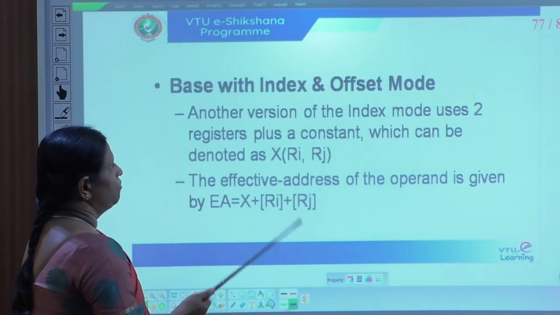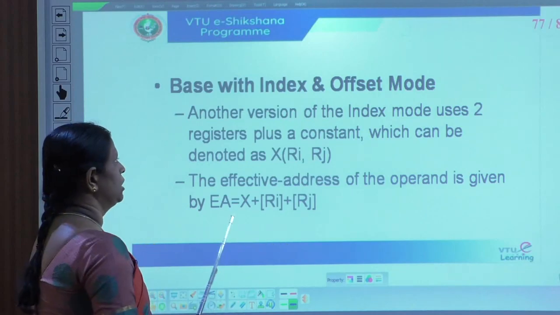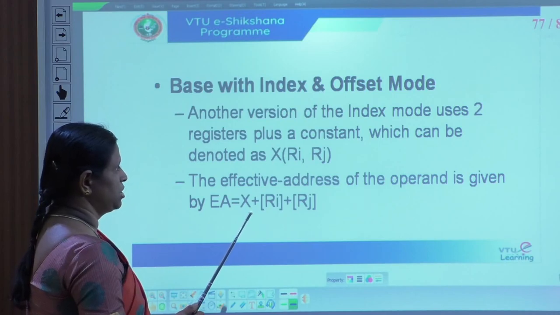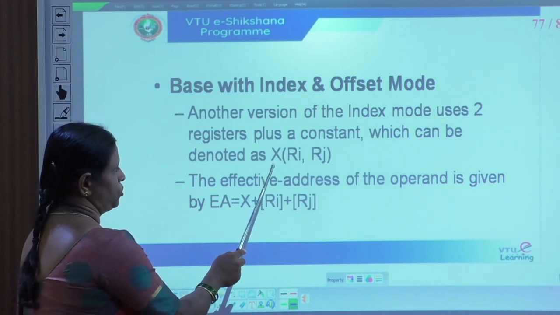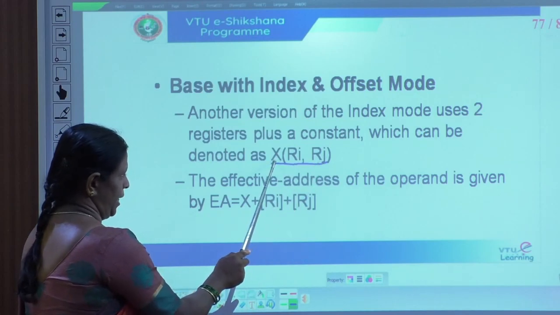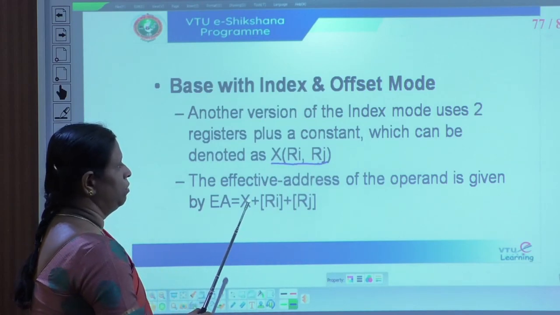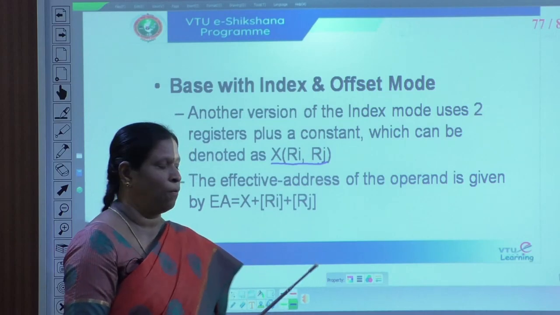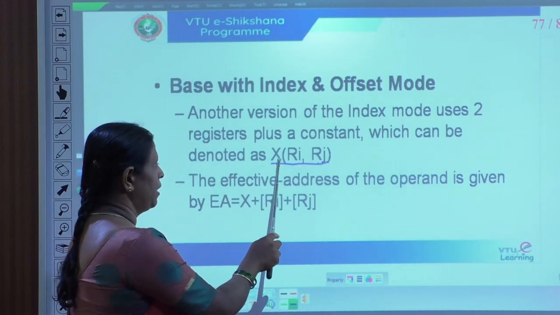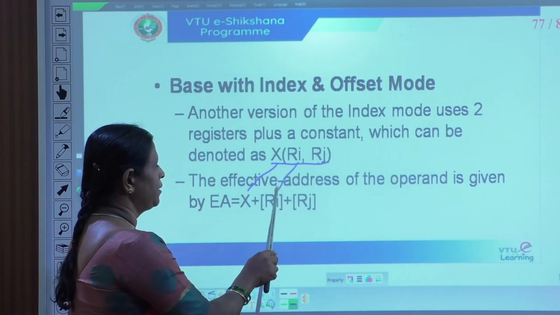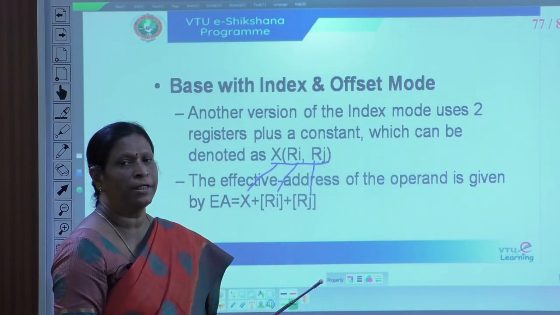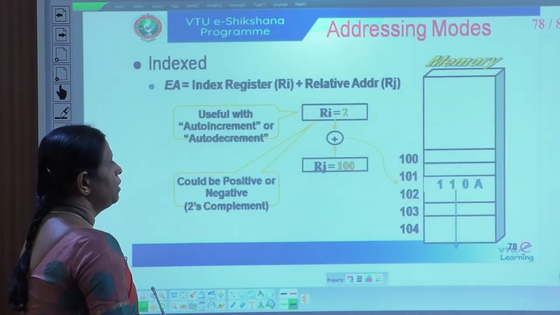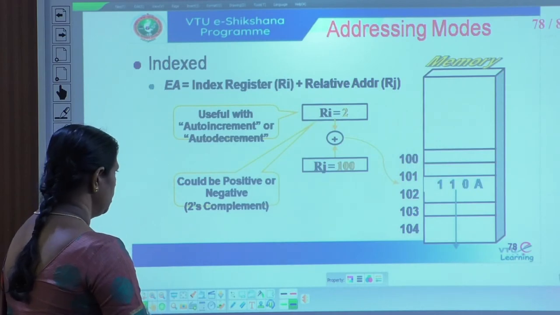Next, another variation of the indexed mode is the base with index and offset mode. This version of index mode uses two registers plus a constant value. Apart from Ri and Rj, there is a constant offset value X which needs to be considered. In this case, the effective address is the X value added to the contents of Ri as well as Rj. The contents of all three are taken into account. This is the example of what we call the indexed addressing mode.